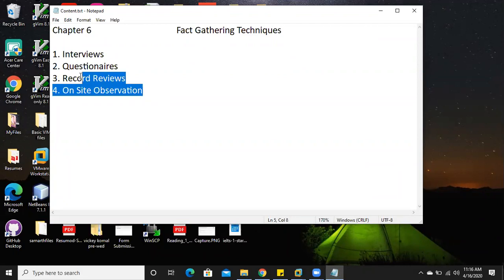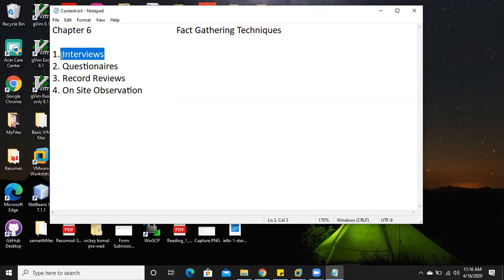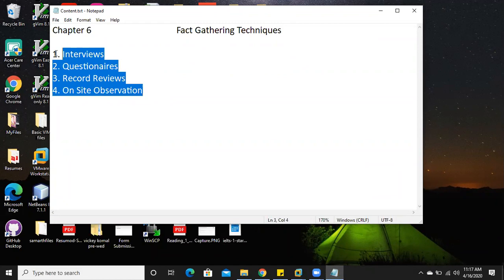We are going to study these four types of fact gathering techniques in this session. The first is interviews. The second is questionnaires. The third is recorded reviews, and the fourth and last is on-site observation. So this is all about the fact gathering techniques.